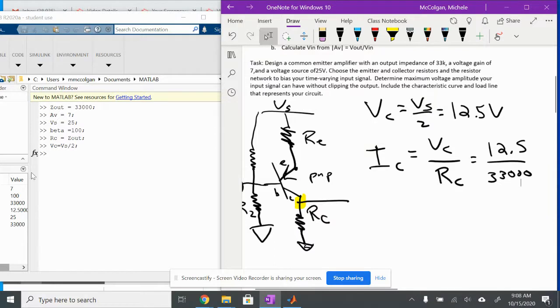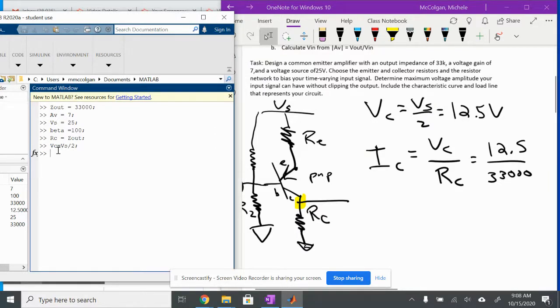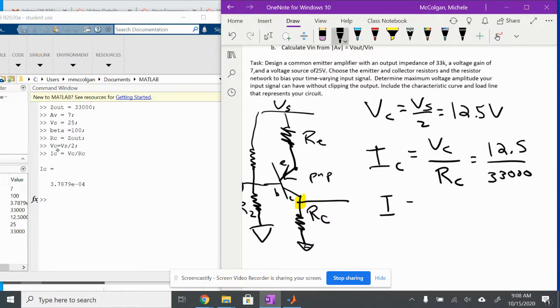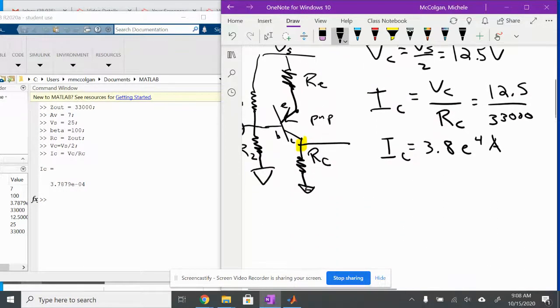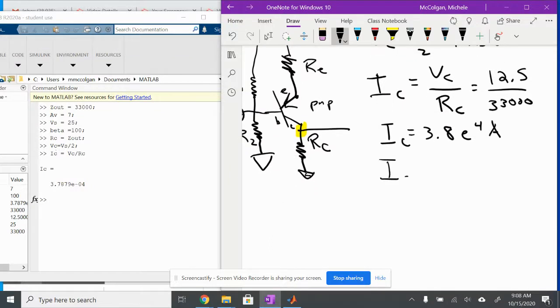So let's type that. And we get IC is equal to VC divided by RC. We get 3.8 e to the minus 4 amps, or 0.38 milliamps. And that's IC. All right, so let's see what's next. I think the next thing is we're going to set IE equal to IC. So IE is equal to IC.